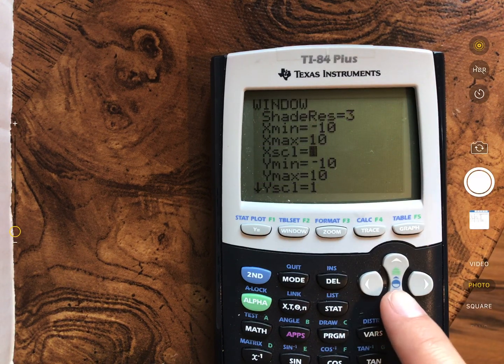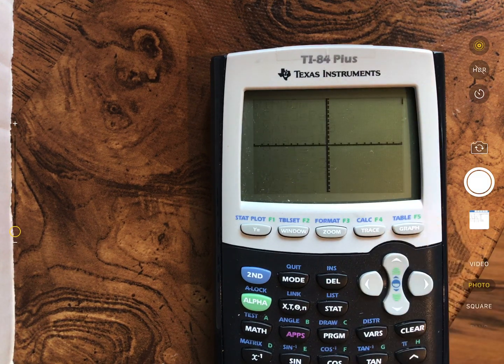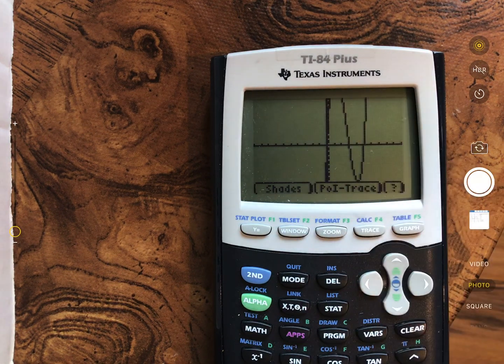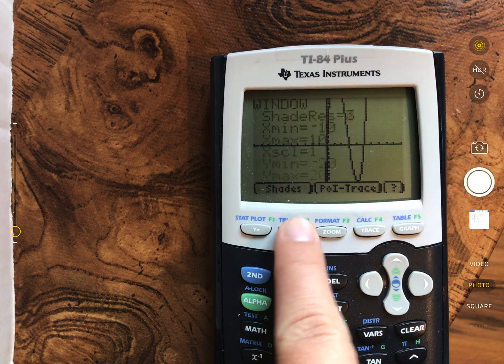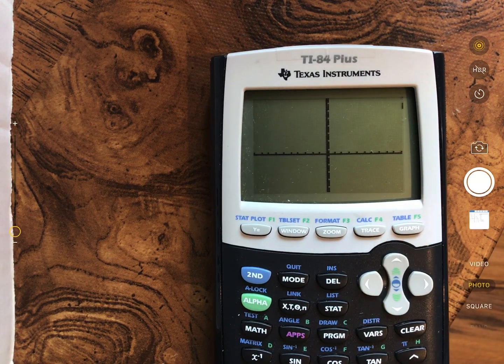So right now my window is going from -10 to 10. I'm going to try going from -20 to 20, just going to see if that gives me enough of a view. So notice I don't need to go any lower because I can see that bottom minimum, but I can't see that maximum. So I do need to go to my window and I need to go higher. So I'm going to try going to 30 and see if that allows me to see everything I want.